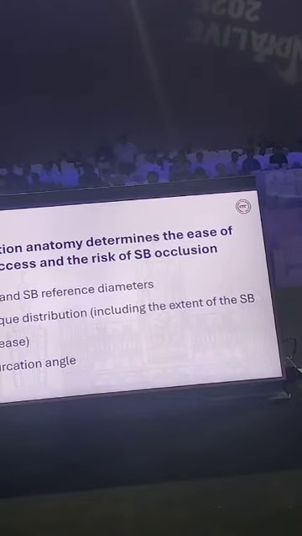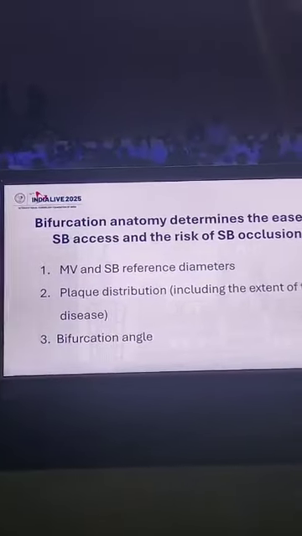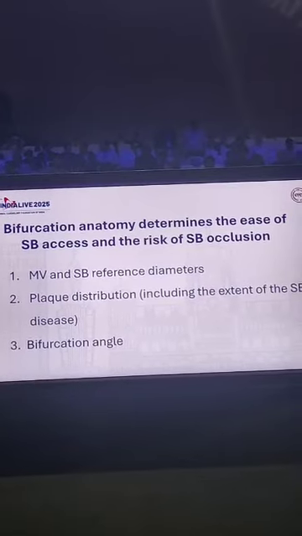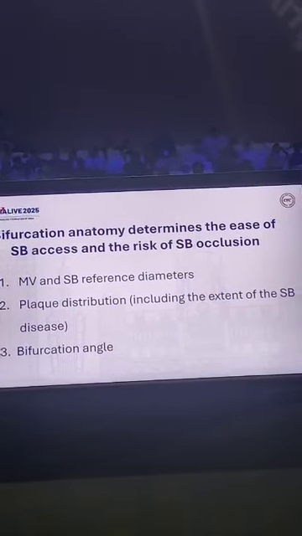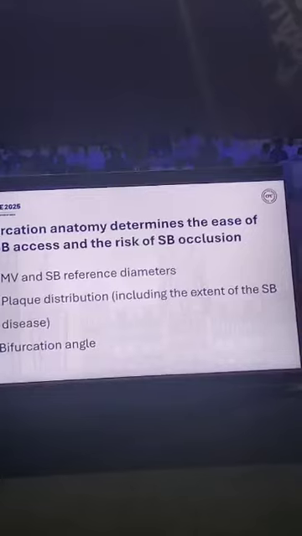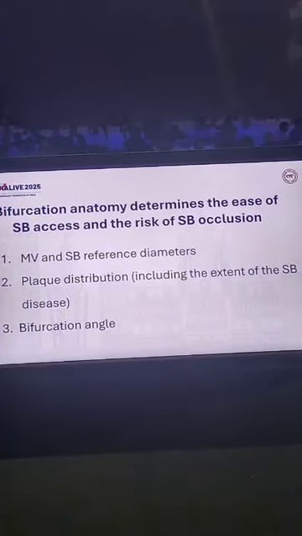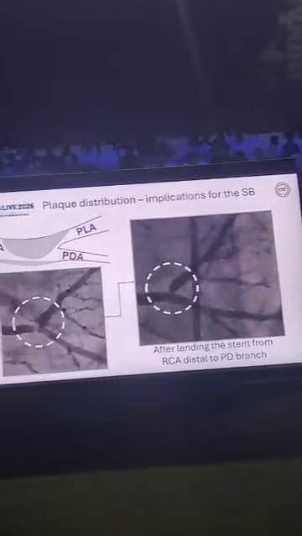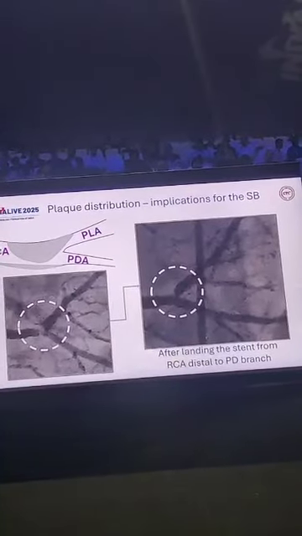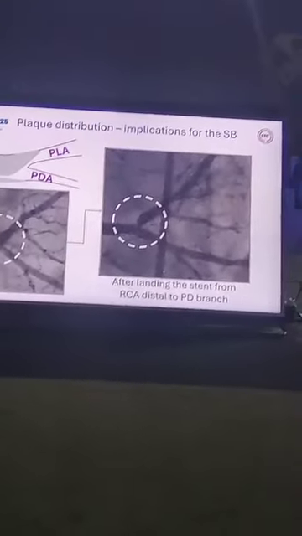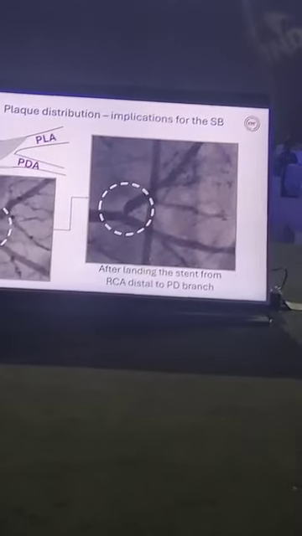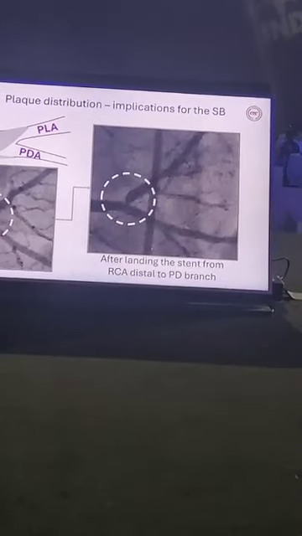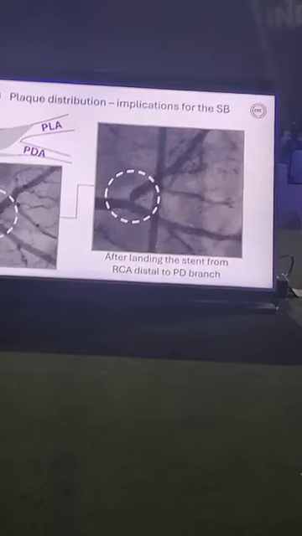Let's have a look at the essential keys of the anatomy in determining the difficult science. The first one is the plant distribution, then you have the size of the main and resonant assignment, and then you have the modification angle. Here is a typical example of a plant distribution indicated for the patient for the side version. You can see before and after the landing sent from the distal RCA into the PE branch.